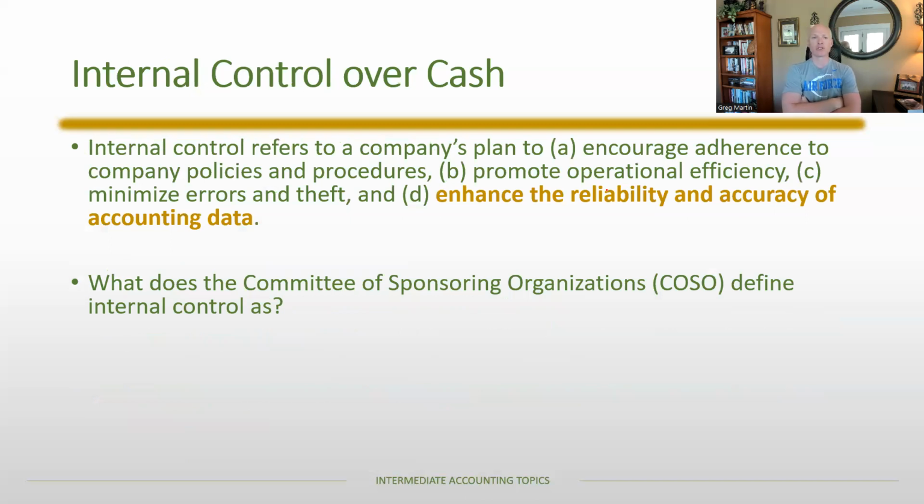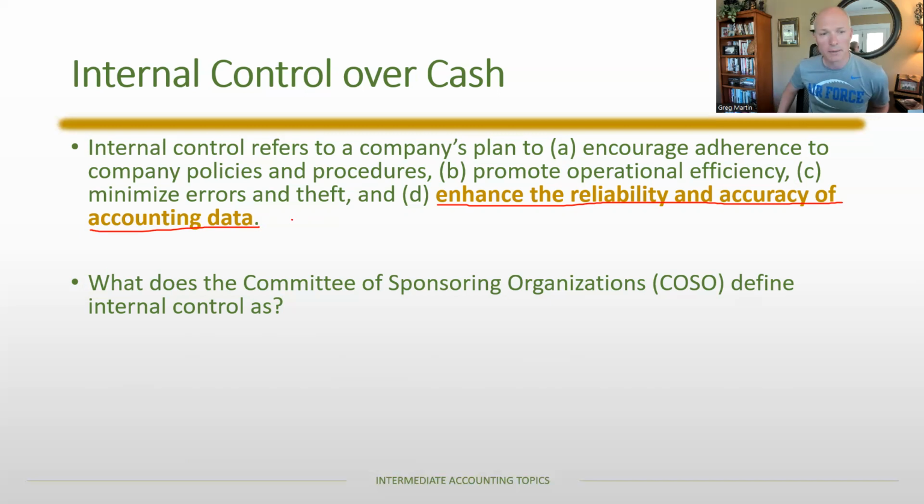All right. So when we talk about internal control, what are we trying to focus on here? There are really 4 aspects. First of all, there has to be a plan in place that will encourage adherence to company policies and procedures, promote operational efficiency, minimize error and theft, and then, where accountants really play an important role, enhance the reliability and accuracy of accounting data. Because we know that ultimately we have all these inputs into an accounting system, and we want to make sure those inputs are accurate and reliable, so that the output financial statements are reliable.